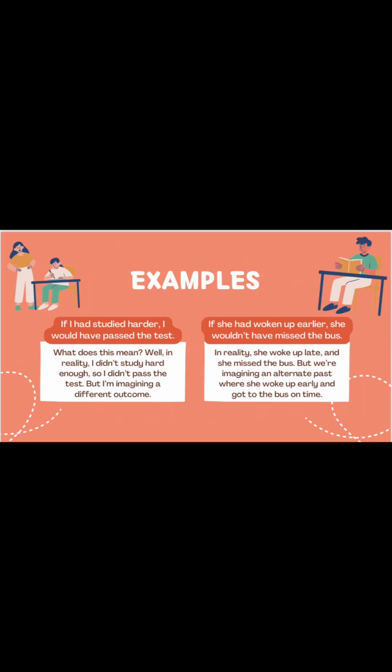So exactly what does the sentence mean? Well, in reality, it means I didn't study hard enough, so I didn't pass the test. But I'm also imagining a different kind of outcome. And then I'll give another example, which is if she had woken up earlier, she wouldn't have missed the bus. So in reality, she woke up late, so she missed the bus. But we're also thinking of an alternative past where she woke up early and she made it to the bus on time.